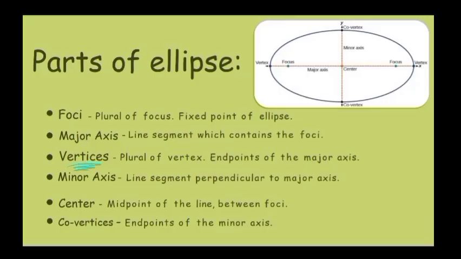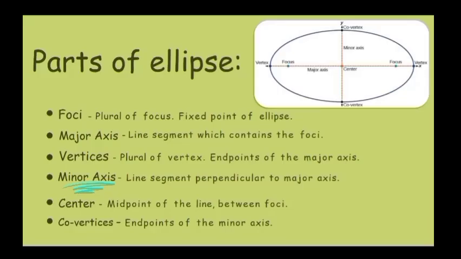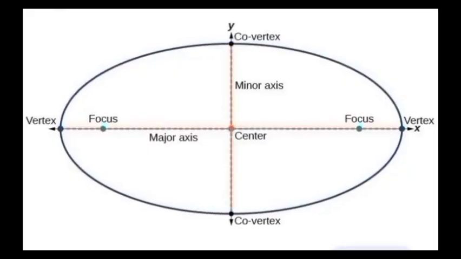Vertices. It is the plural of vertex. It is also the endpoints of the major axis. Since we have two vertex points, which is vertex 1 and vertex 2, it is called vertices. Minor axis. It is the line segment perpendicular to the major axis. This line right here is always aligned with the covertices.